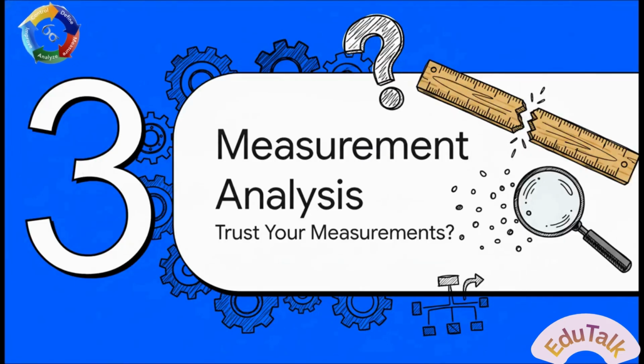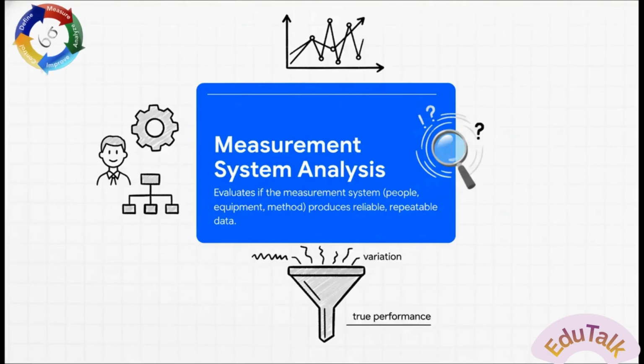Okay, so we have a solid plan to collect data, but before we take a single measurement, we have to ask a really tough question. What if our ruler is broken? Seriously, what if the variation we think we're seeing in the process is actually just coming from our own measurement tools and methods? And that is exactly where measurement system analysis, or MSA, comes into play.